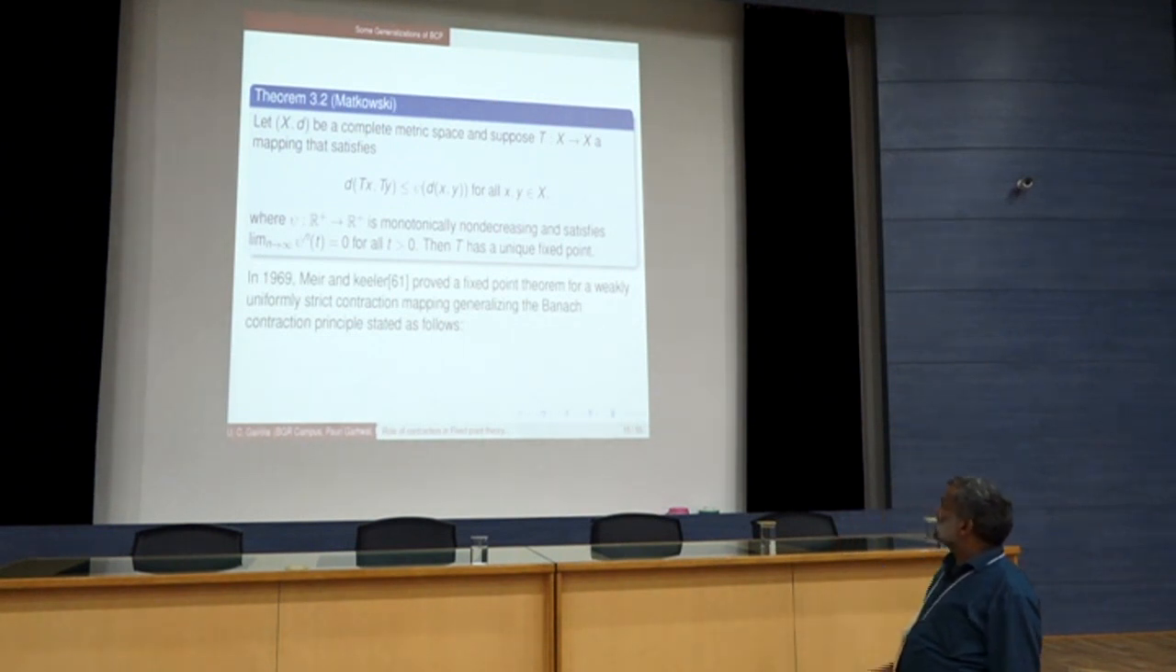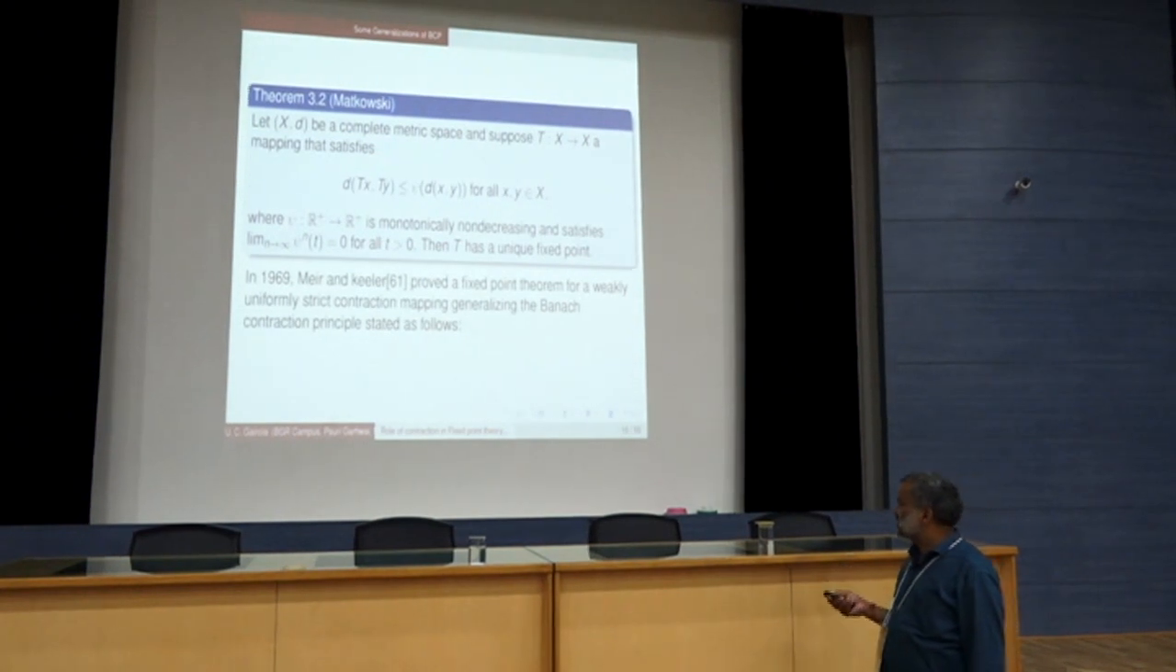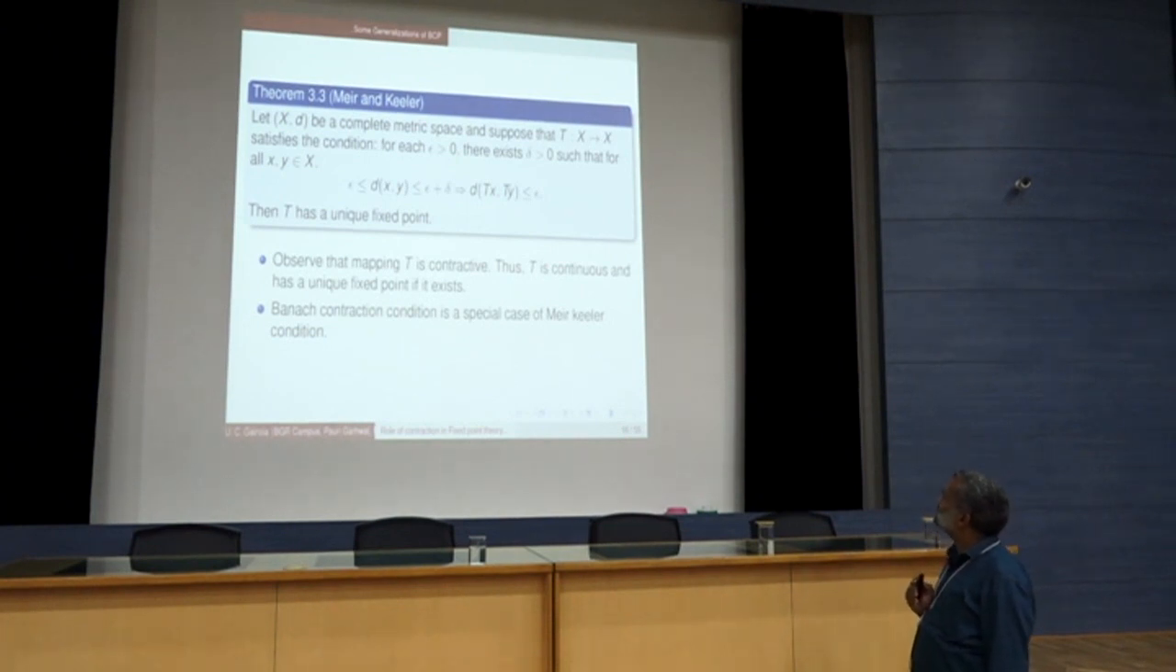In 1969, Meir and Keeler proved a fixed point theorem for weakly uniformly strict contraction mappings, generalizing the Banach contraction principle, stated as follows. Let (X, d) be a complete metric space and suppose T from X to X satisfies this condition, then T has a unique fixed point. You can observe here that the mapping T is contractive, thus T is continuous and has a unique fixed point if it exists. And the Banach contraction condition is a special case of this Meir-Keeler condition.